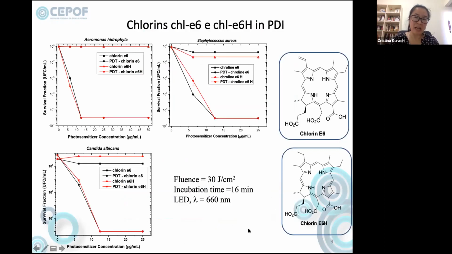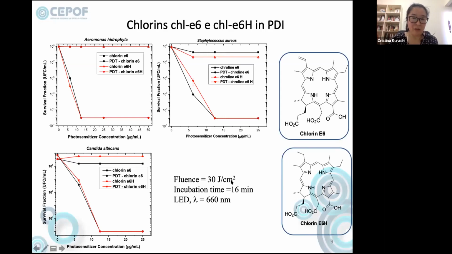So the first type of experiments that we perform when we are developing a PDT protocol is to check the photosensitizer interaction with these microorganisms. So we can run those experiments in planktonic cells. And here is just one example of using two types of chlorin. There's just a difference between one of the lateral components.